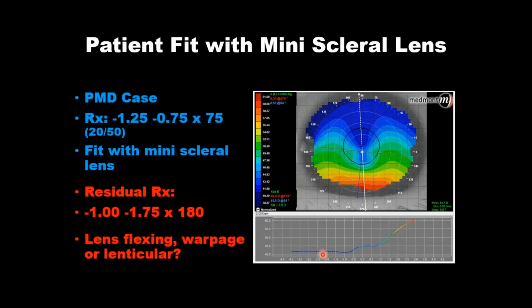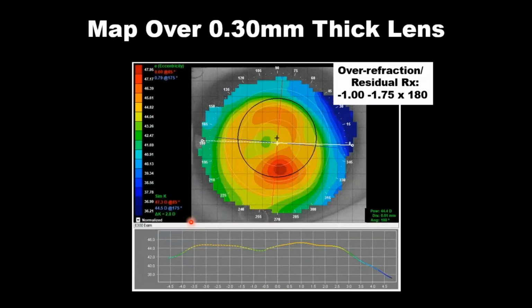Now, here's a case where we have a pellucid marginal degeneration patient, and we put the scleral lens on eye, and we're getting this overfraction, minus 1, minus 1.75, axis 180. Now, is that lenticular? Is it internal? Or is it possible that the lens is warped, or flexing on eye? To know whether we actually need a front toric or whether the lens is just bending on us, what can we do to figure that out? And it's really quite easy.